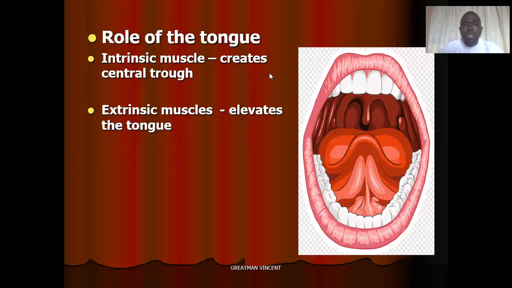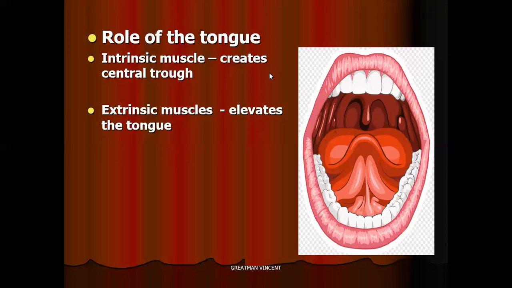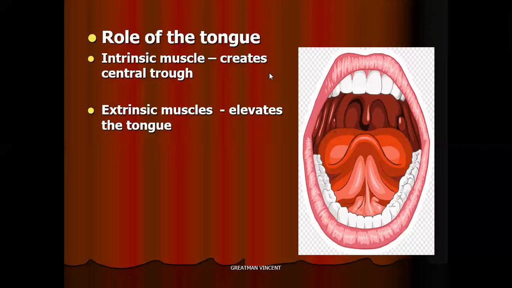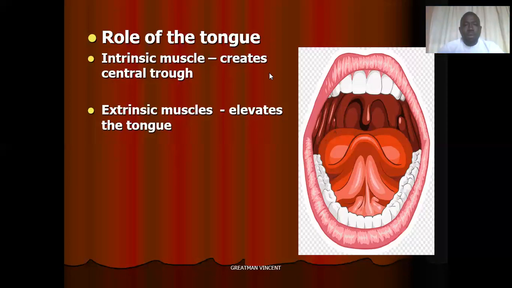The intrinsic muscle of the tongue creates something like a central trough, so that after you have masticated, the food will be placed on the tongue so that the taste buds can be activated. And then we also have the extrinsic muscles of the tongue. Now, the extrinsic muscles of the tongue will also, at the end of the day, ensure that food is being elevated. So kindly look at it from the diagram here.